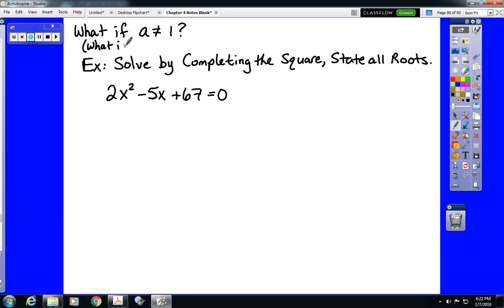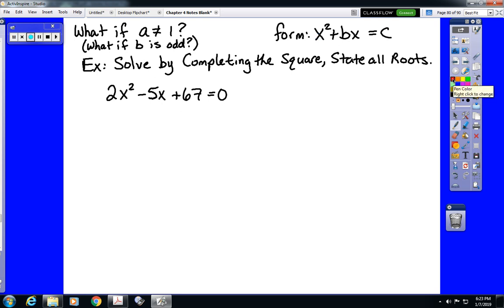What if B is not even? What if it's odd? Well, that doesn't change much. All it does is introduce the dreaded fraction to the situation, because our steps are still the same. We need this to be in the specific form x squared plus bx equals c. That means we have to have a 1 in front of x squared. The rest of that, b and c, could be any real number, and this process will still work.